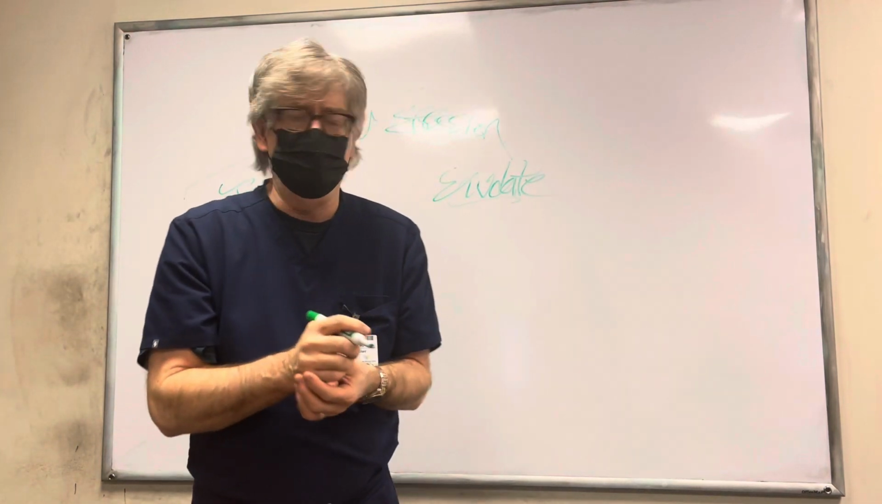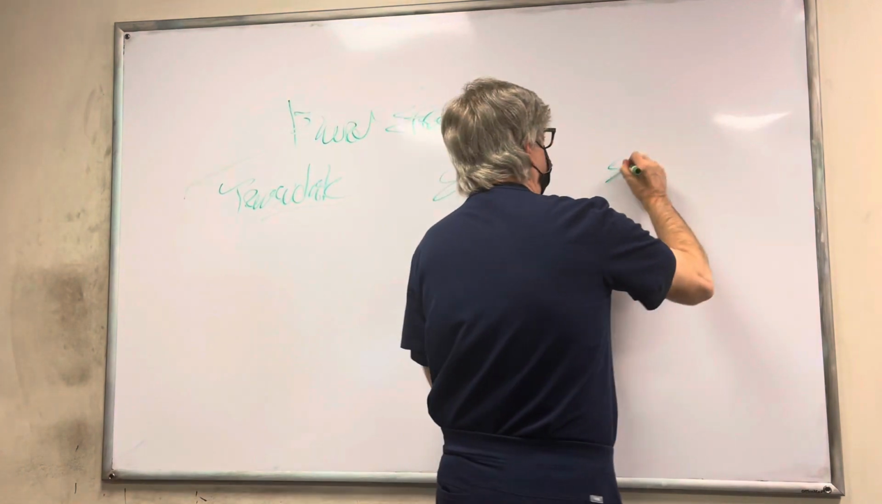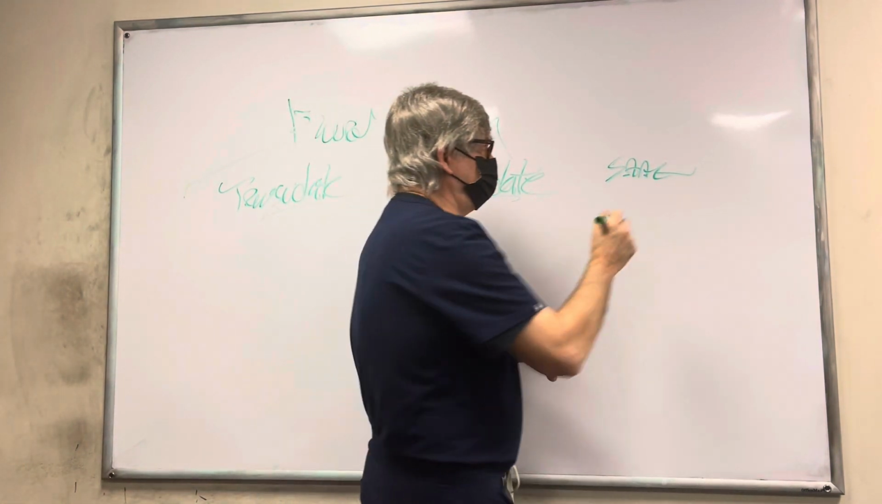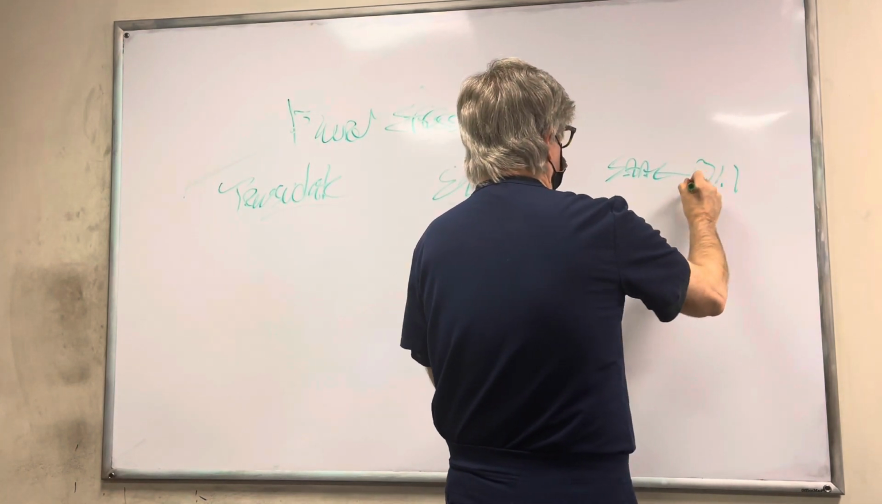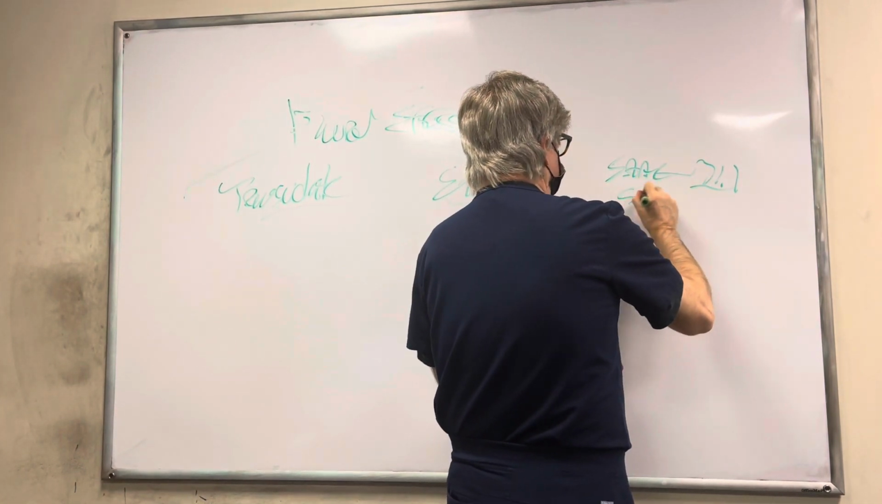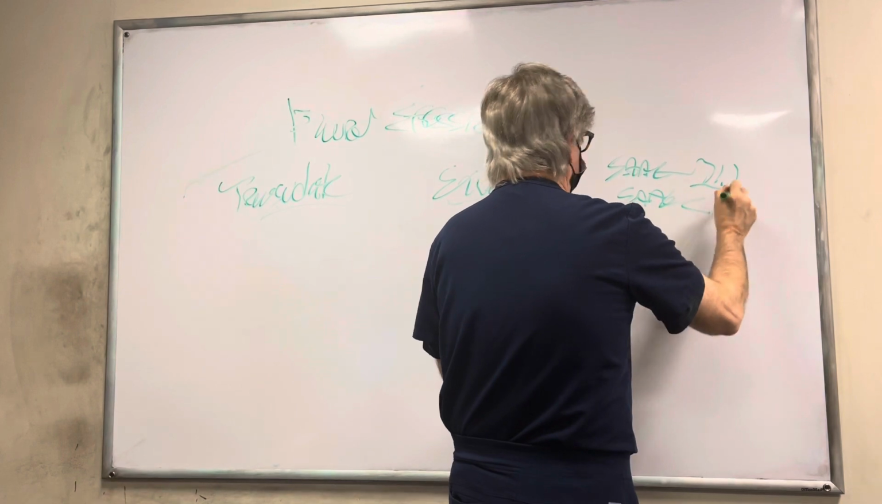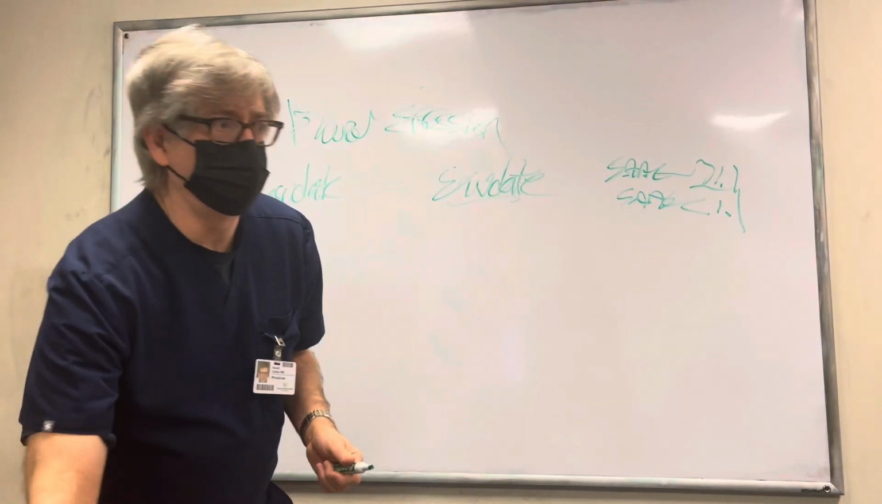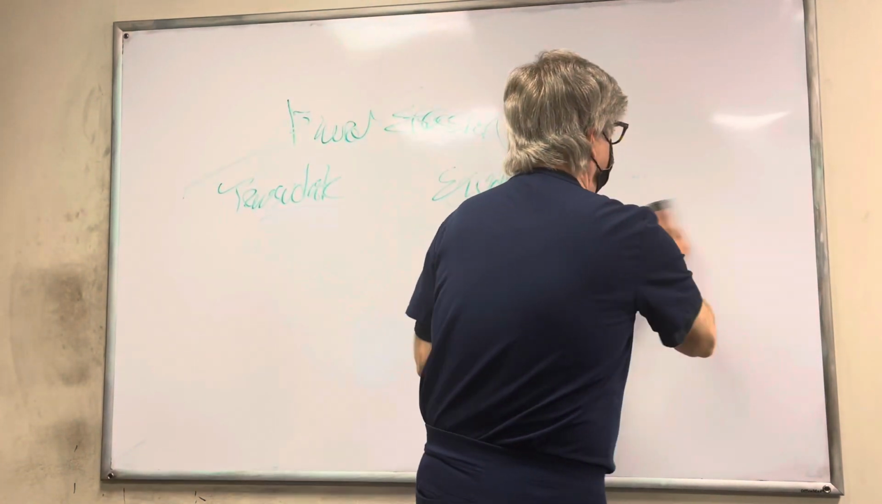If you're evaluating a patient with ascites, you're going to look at a SAAG. You're going to have a high SAAG, greater than or equal to 1.1, and a low SAAG, less than 1.1. This is for ascitic fluid. For pleural fluid, you're going to use transudate or exudate.